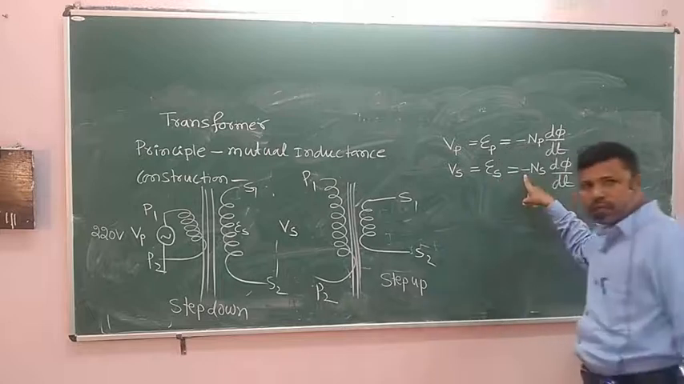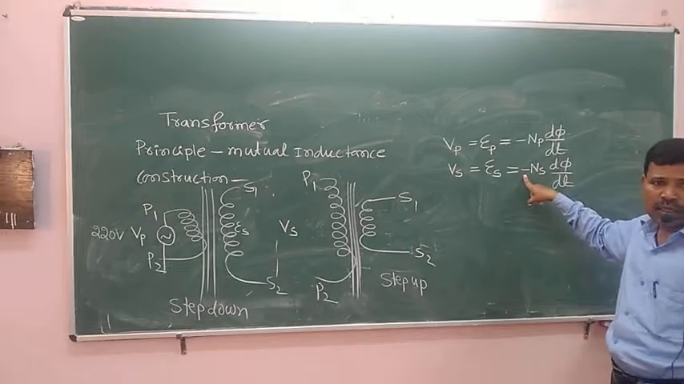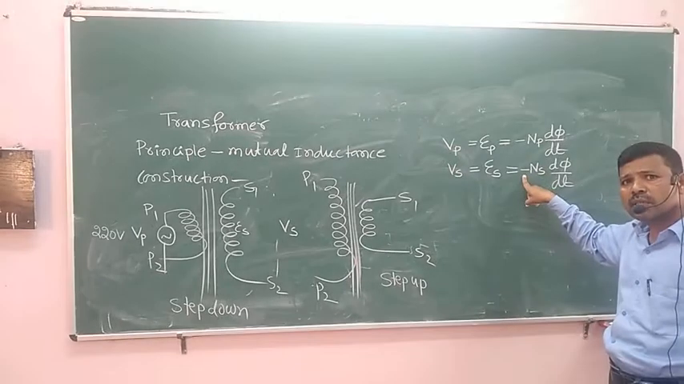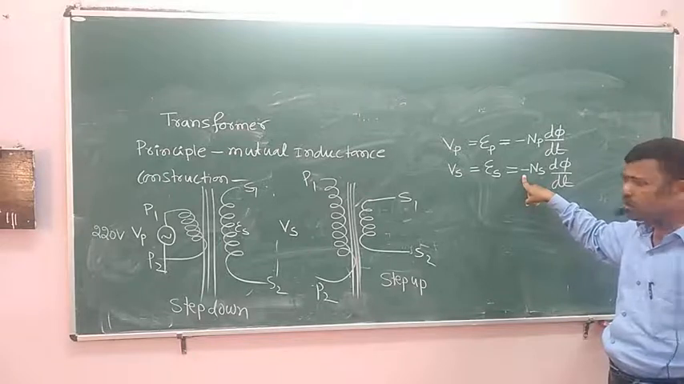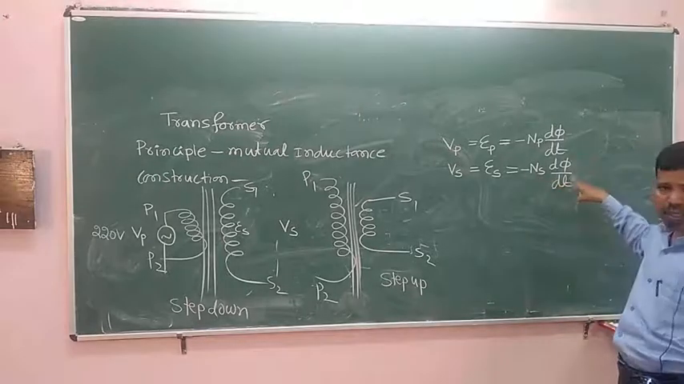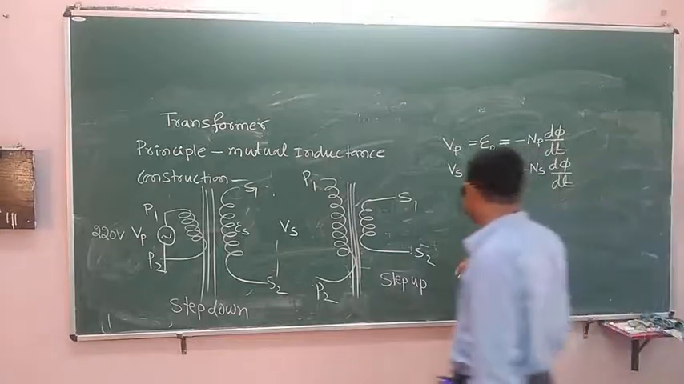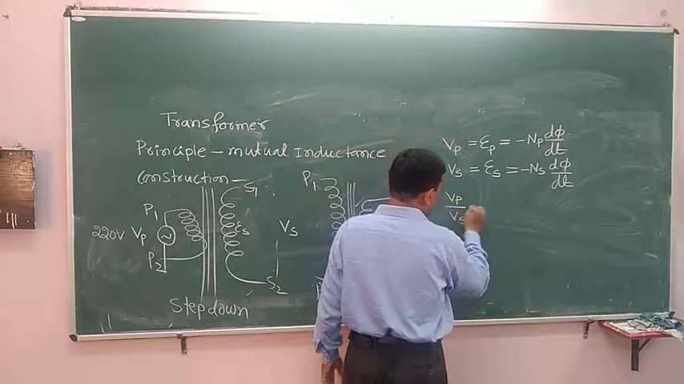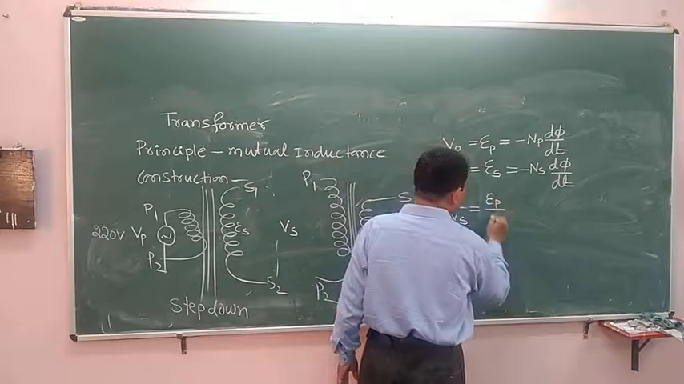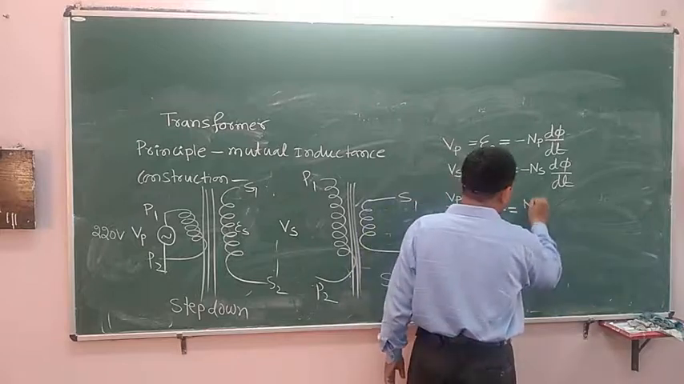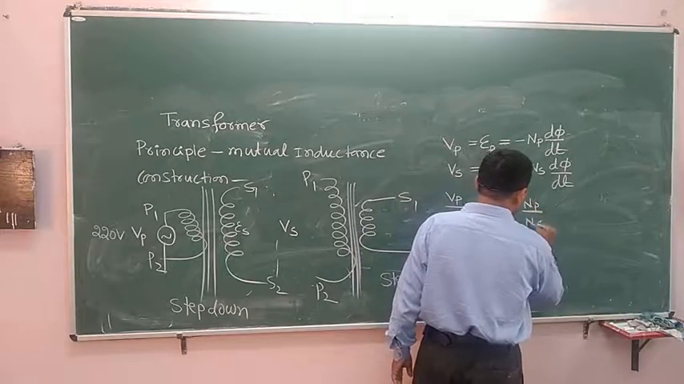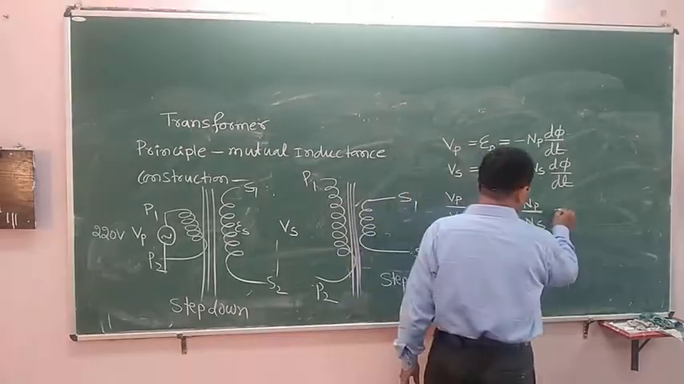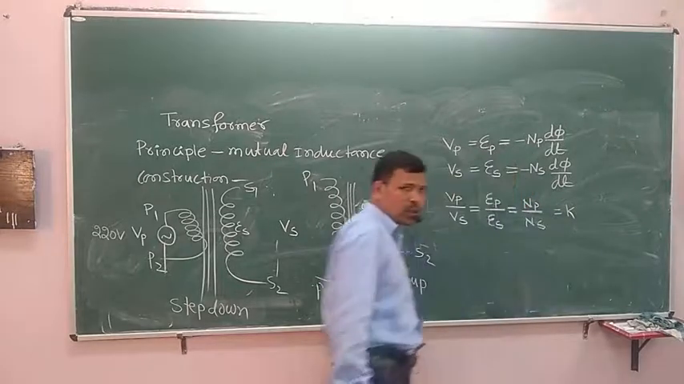This negative sign indicates that the direction of the induced EMF is such that it always opposes the change in magnetic flux. This is the rate of change of magnetic flux. So if you divide this, what you get is Vp by Vs is equal to Ep by Es is equal to Np by Ns. So this Np by Ns ratio is called transformer ratio K.